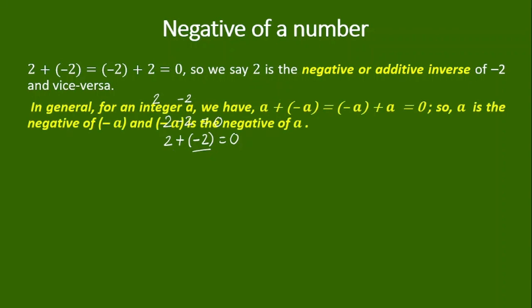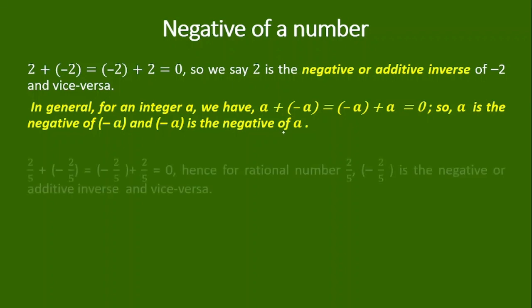So here we can consider, in general, for an integer a, we have a plus minus of a is equal to minus a plus a is equal to 0. So a is the negative of minus a and minus a is the negative of a. So I think it's clear now.